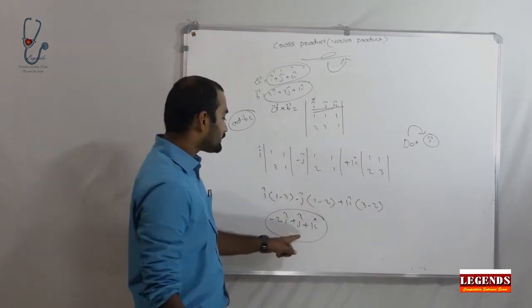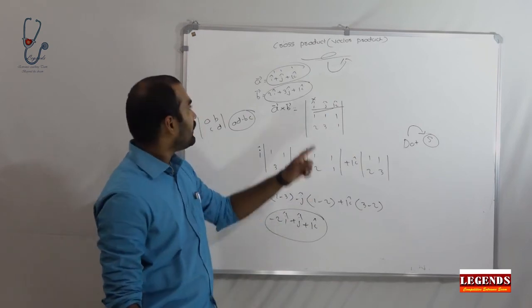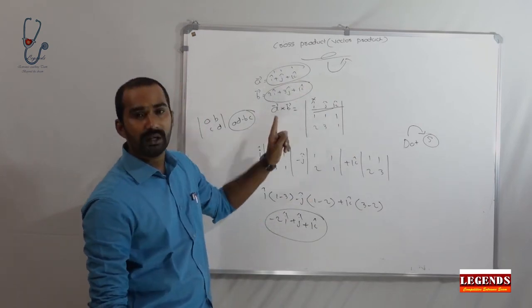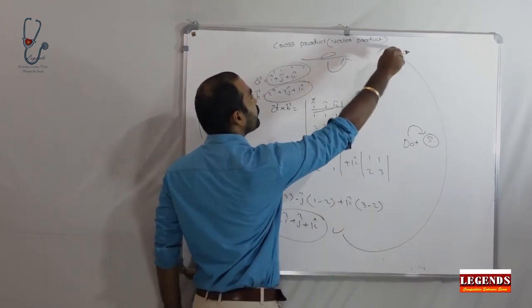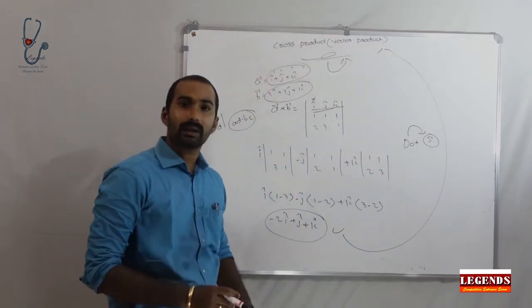Look here. The resulting answer is always a vector. If we take the cross product of two vectors, the resulting answer is always a vector. Therefore, it is otherwise known as vector product.